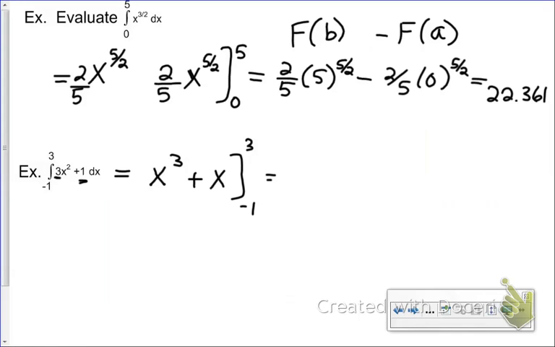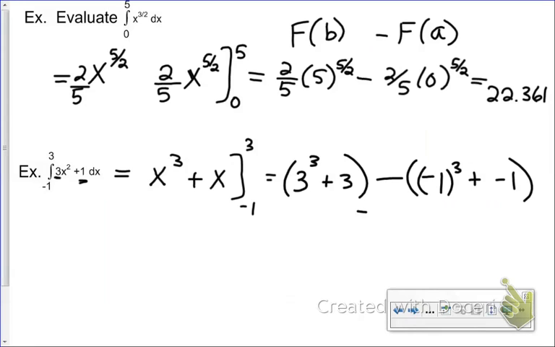So first thing we do is plug in 3. 3 cubed plus 3 minus, and then plug in -1. -1 cubed plus -1. And figure out an answer.